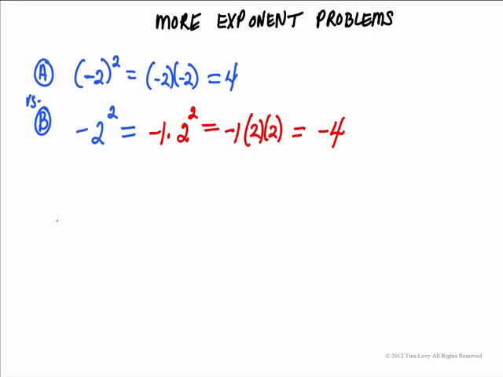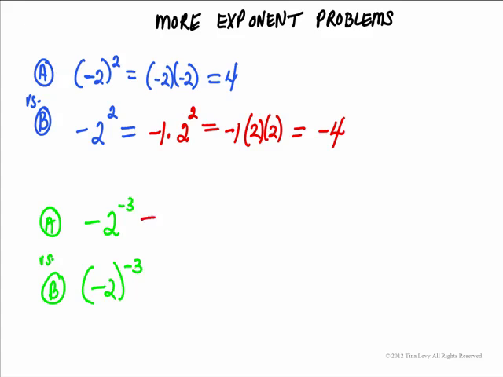I'm going to do another few. Let's say I have -2 to the -3 versus (-2) to the -3. We're going to do two different ones. They look very different except they have a parentheses. So we'll see what happens to the result.